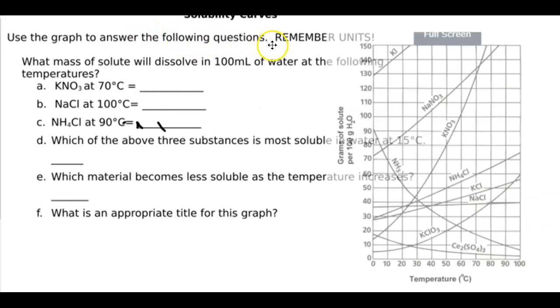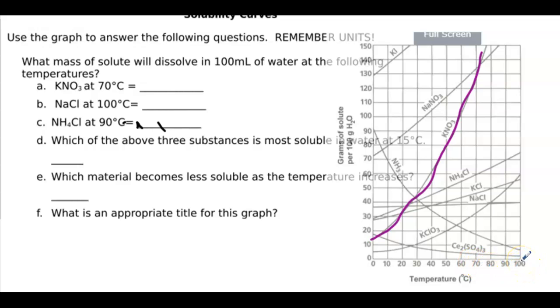Use the graph to answer the following questions. Remember your units. Looking at this graph here, what's the mass of solute dissolving in 100 milliliters of water at a certain temperature? So I need to find KNO3 at 70 degrees. All right, let's highlight KNO3. KNO3 is that line. And let's find 100 degrees.